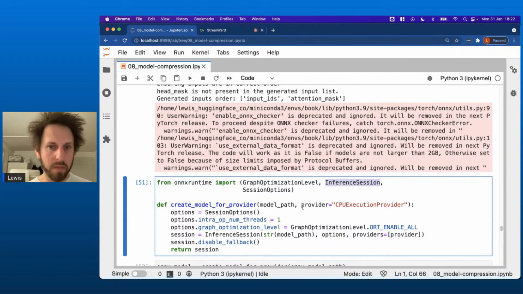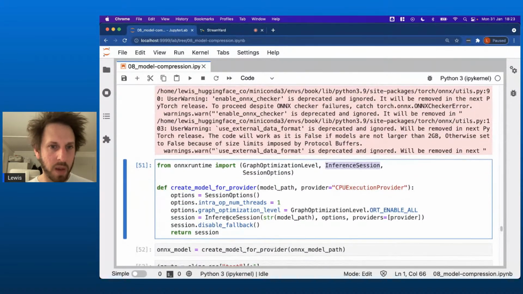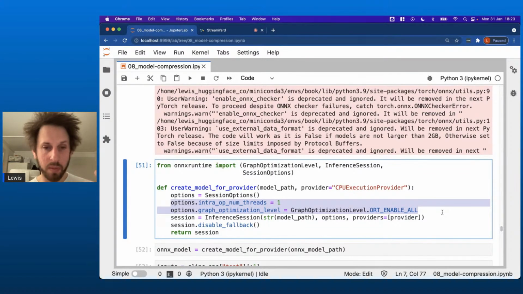This inference session object basically wraps the model in such a way that you can pass inputs to it, and it will compute those inputs and convert them back into, say, NumPy arrays for your predictions. So what I'm doing here is I'm creating what's called this inference session. And there are some techniques that Microsoft suggests you do to optimize this ONNX model.